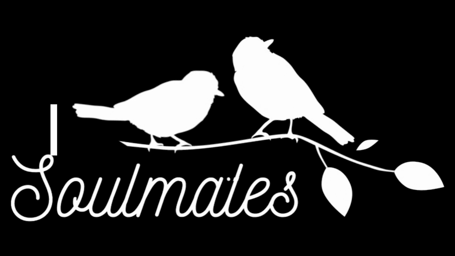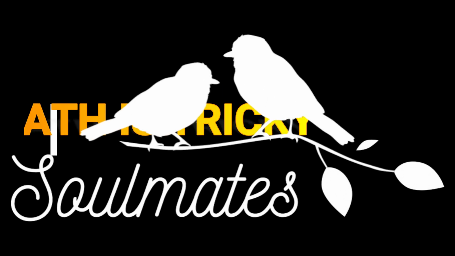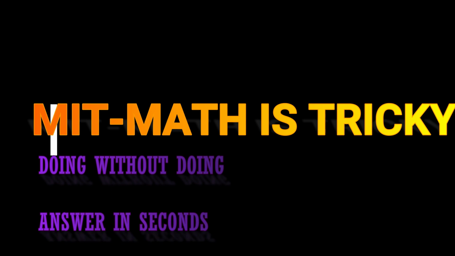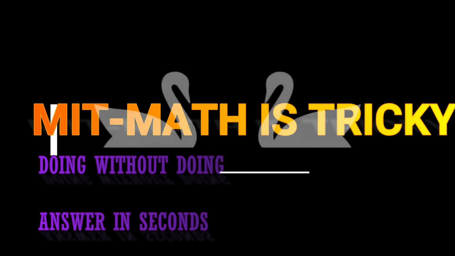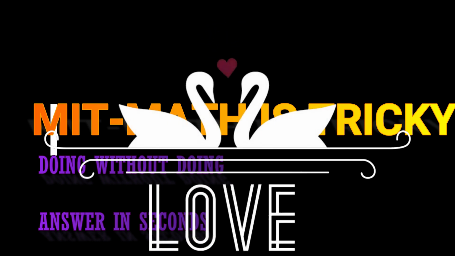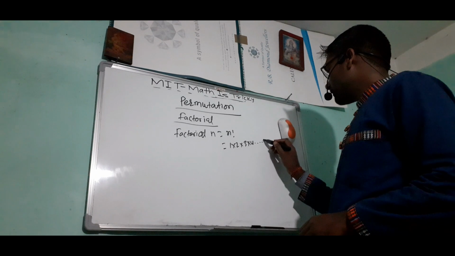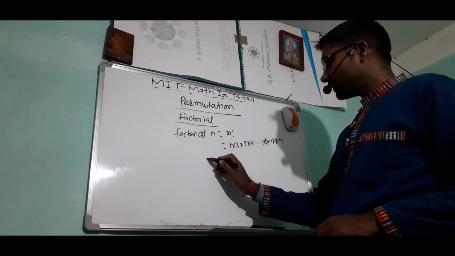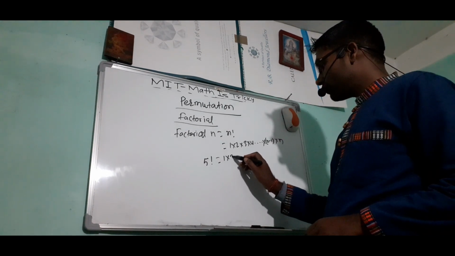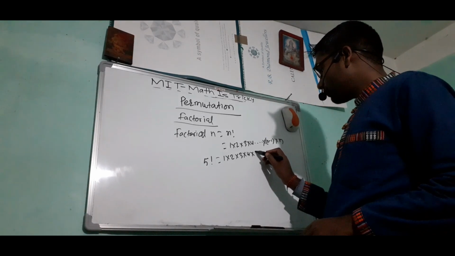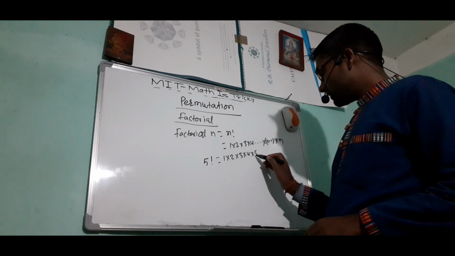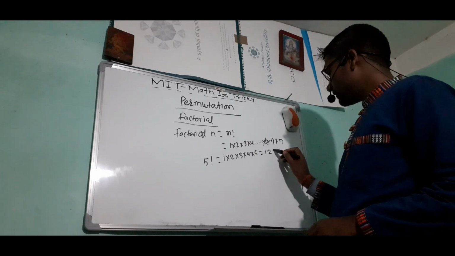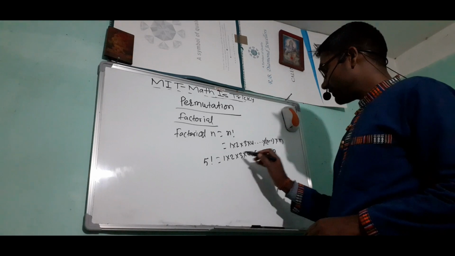So factorial of n is 1 into 2 into 3 into 4 up to n minus 1 into n. That means 5 factorial means 1 into 2 into 3 into 4 into 5. If you multiply this, it is 120: 4 into 5 is 20, 20 into 6 is 120.